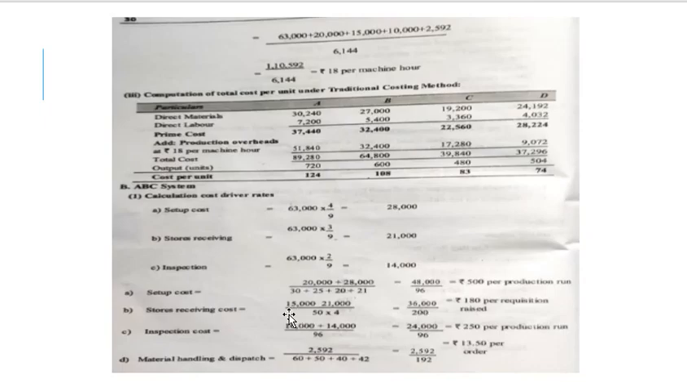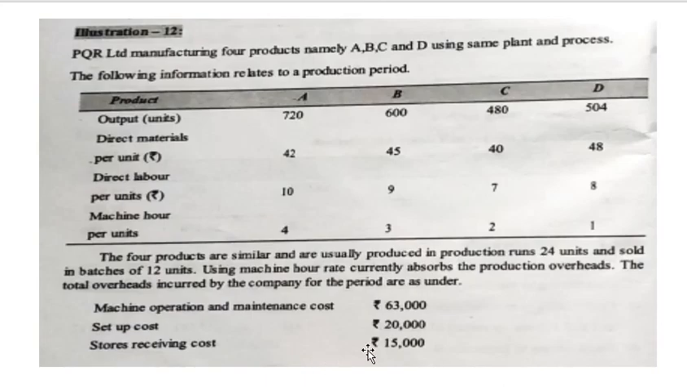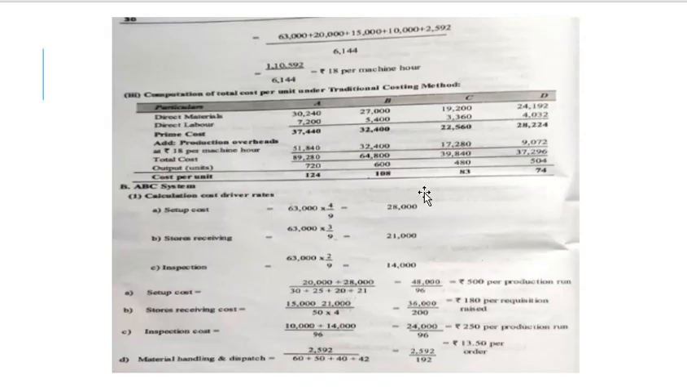As mentioned here, 15,000 is the stores receiving cost as per the question. So stores receiving cost is 15,000 plus the amount taken from the machine operating cost, which is 21,000, which adds up to 36,000, divided by the requisitions, 50 for each product. As there are 4 products, 50 into 4 gives you 200. So it is rupees 180 per requisition raised.